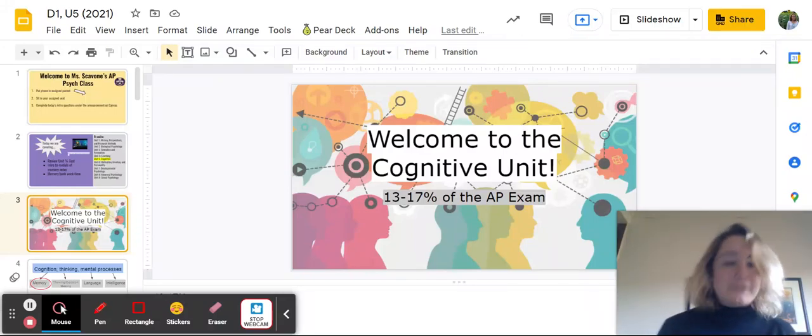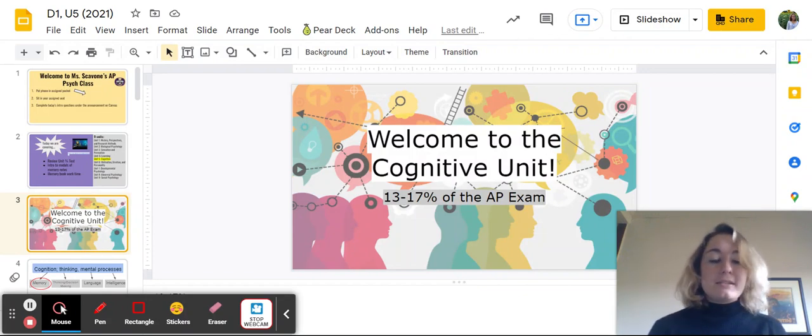We are to the cognitive unit, which is the biggest unit on the AP exam. You can see here it comprises 13 to 17% of the AP exam. So we're going to be spending quite a bit of time here.